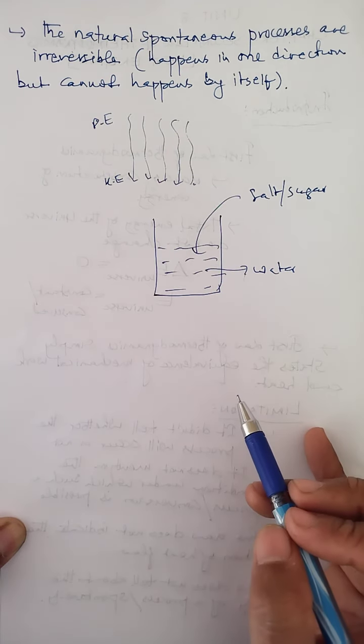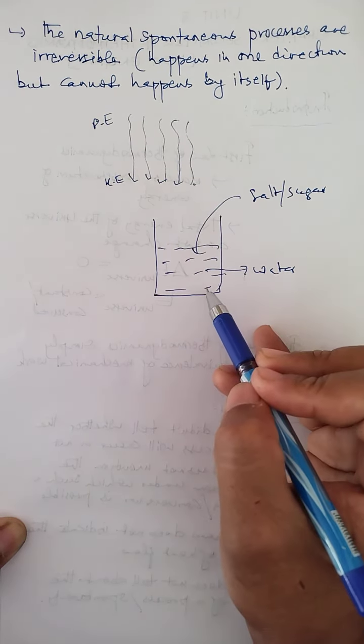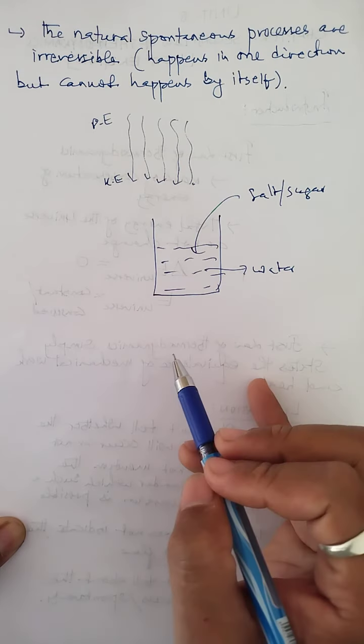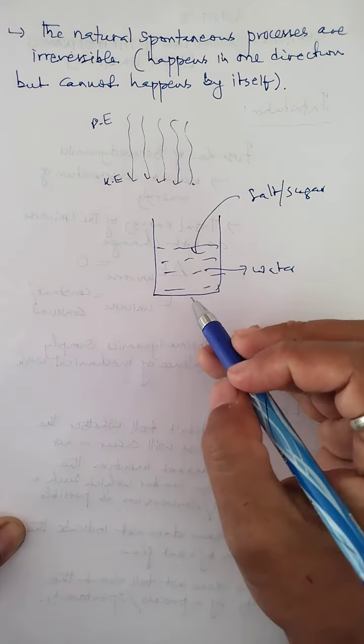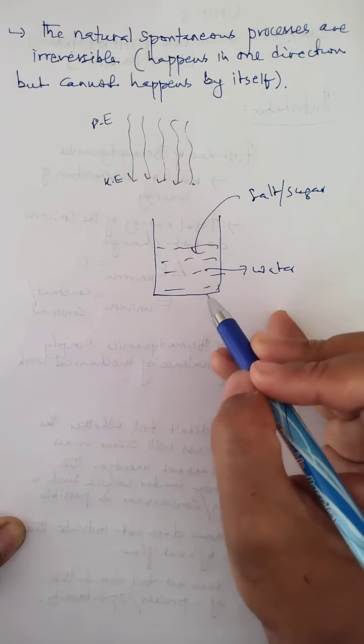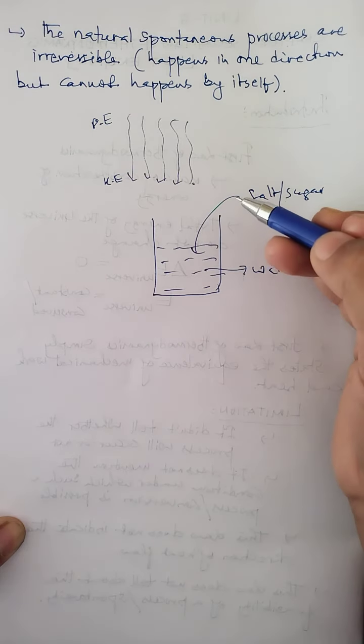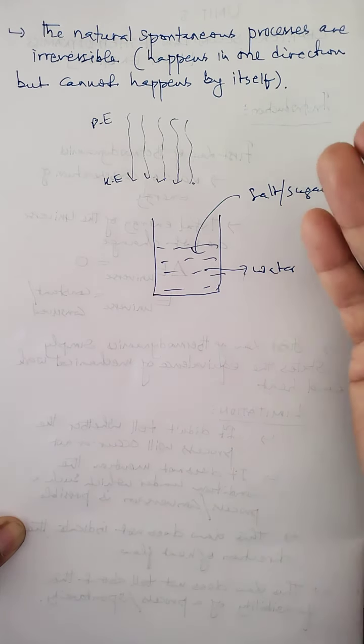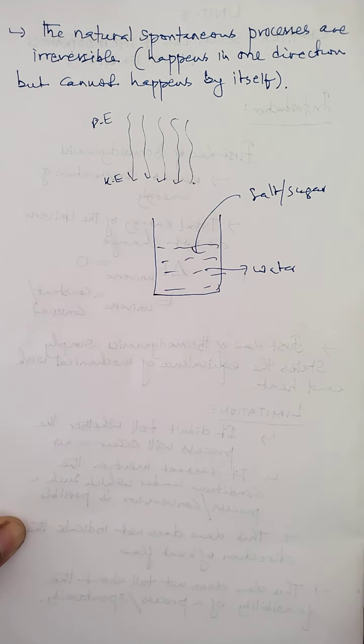It's not possible. Salt can be dissolved in water, it's a natural spontaneous process. But from that water with dissolved salt, you cannot again form that sugar or salt. That means the reverse process is not possible. Now I'll give another example of it.